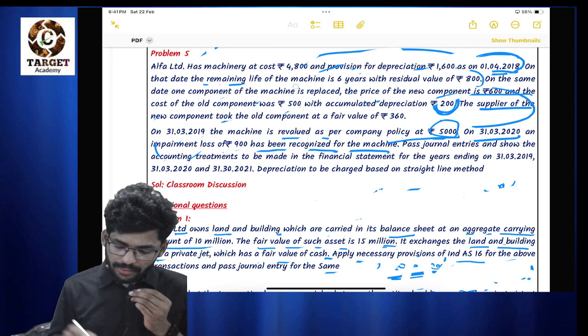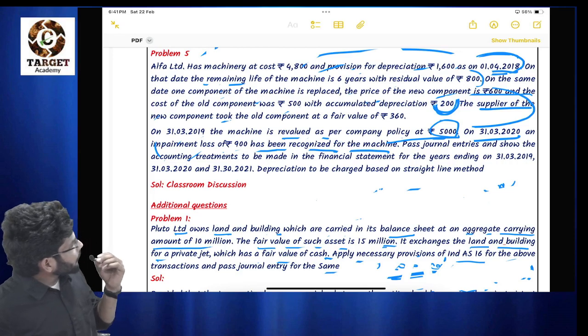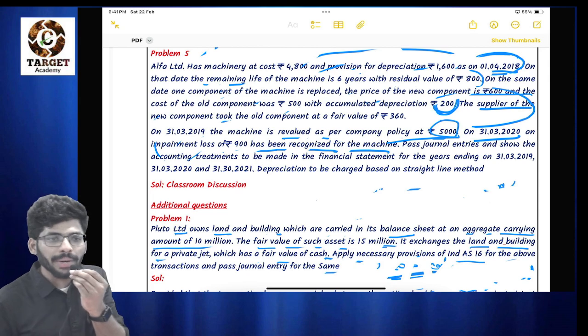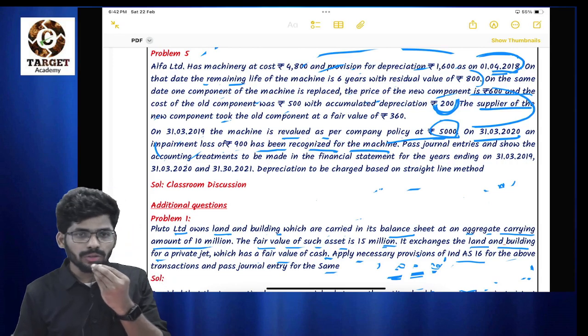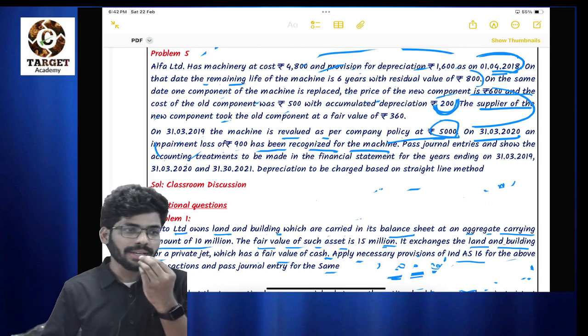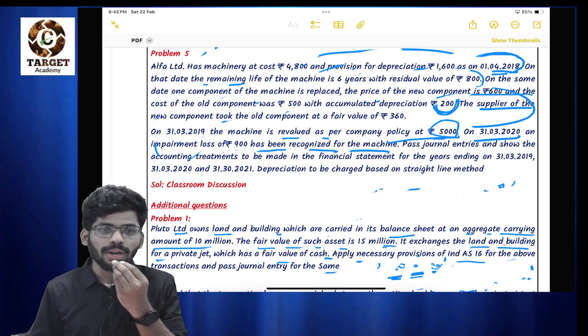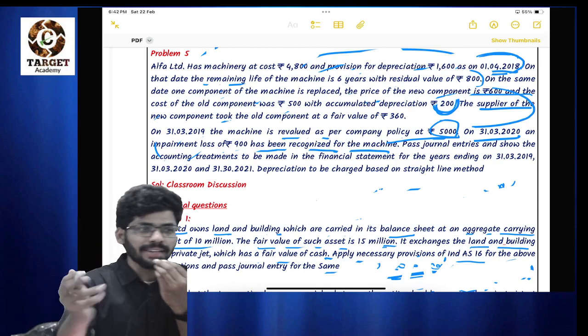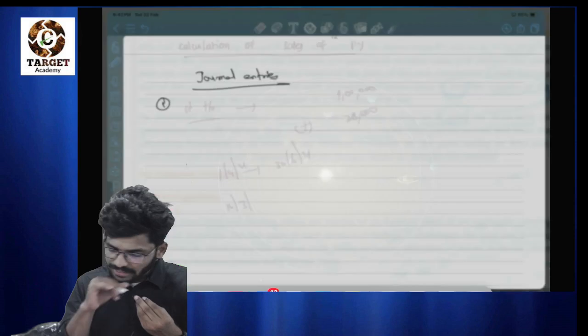Coming to first year, what is the entry? In the first year only, we need to pass the entry for the new component, right? We have purchased the new component by giving an old component. So is this a credit purchase or a cash purchase? Credit basis only, because we are giving another asset, right? Yes or no?